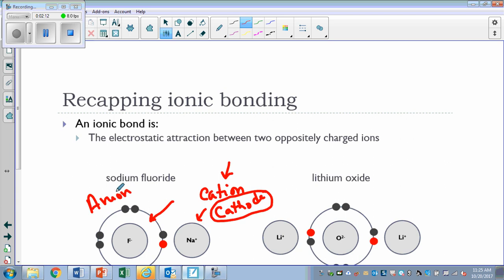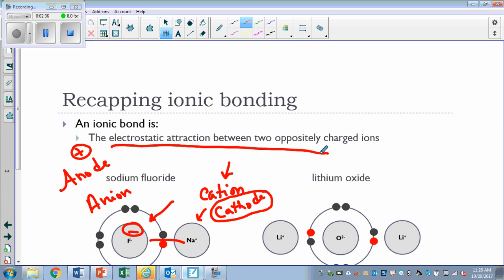The reason we call it an anion is that it is collected on the anode, which is a positive electrode, and that means it has a negative charge. So a cation and an anion attract each other, and that electrostatic force of attraction that holds the two together is called an ionic bond. You must understand the words electrostatic attraction between two oppositely charged ions.